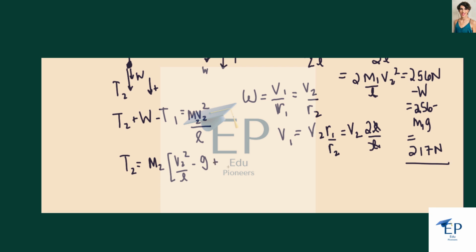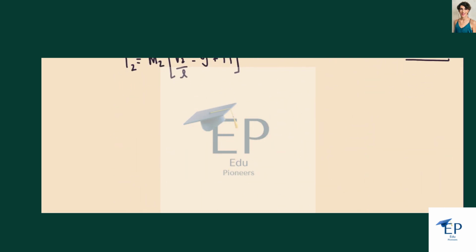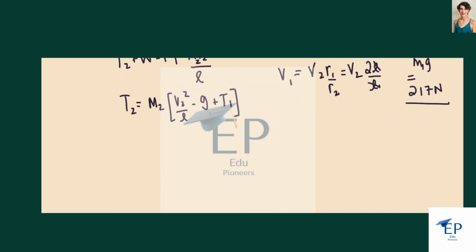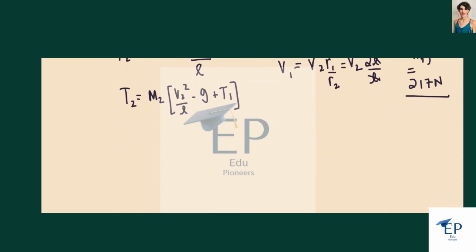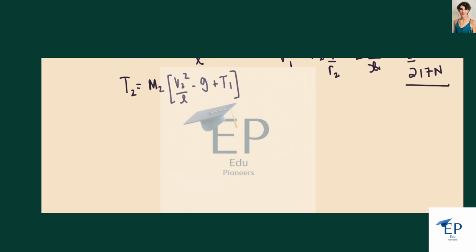Then we want to add T1. So just algebraically, plus T1. Okay, so now let's plug this all into a calculator. So we have 3 times v2 is 4, so that's 16 divided by 0.5 minus 9.81 plus T1 is 217. So I get 717. So that has more tension in it.